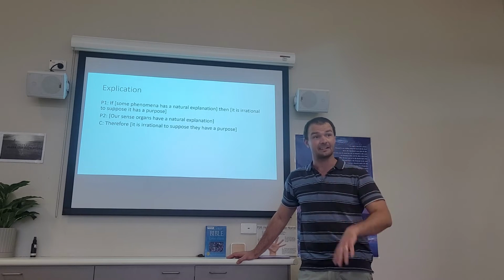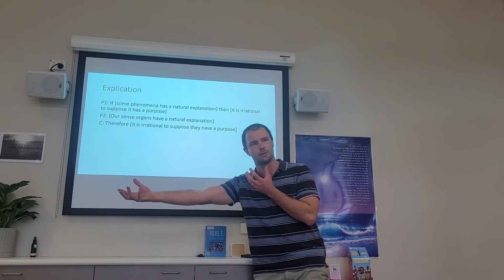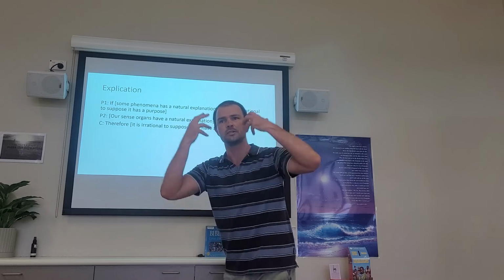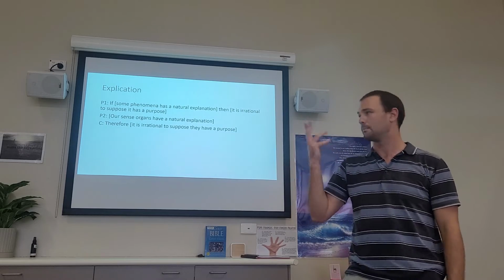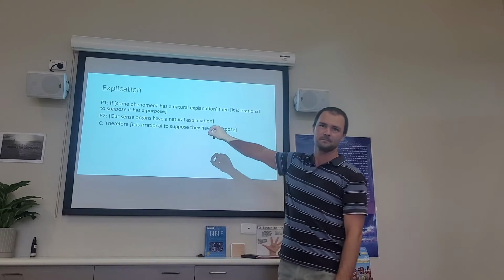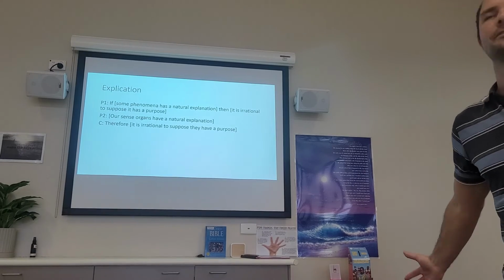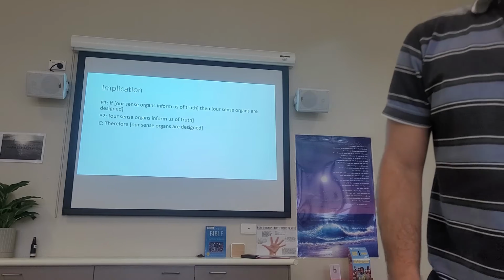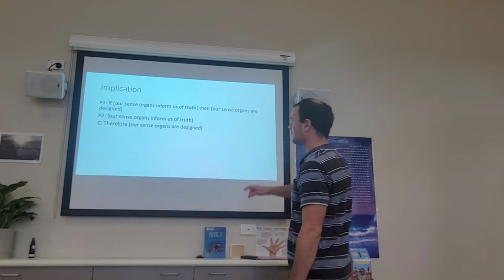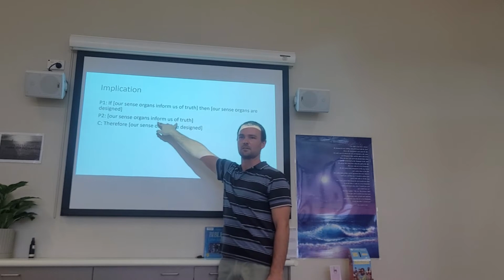We certainly act as if our sense organs tell us truth, but this argument says that's irrational. If you accept evolution as a mechanism for producing our sense organs, then it's irrational to suppose that they have that purpose. So that's the first argument. That's what it says very explicitly. That's the argument he makes, and I've condensed it into a logical form. But the implication of this is, if our sense organs inform us of truth, then our sense organs are designed. Do we believe our sense organs inform us of truth?